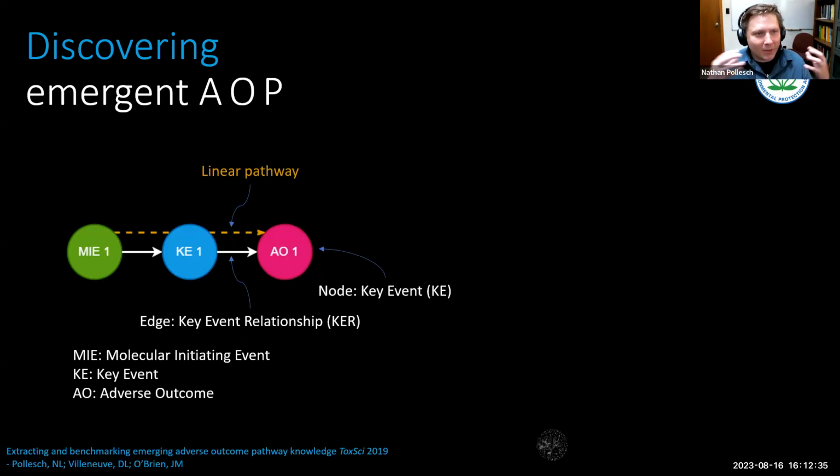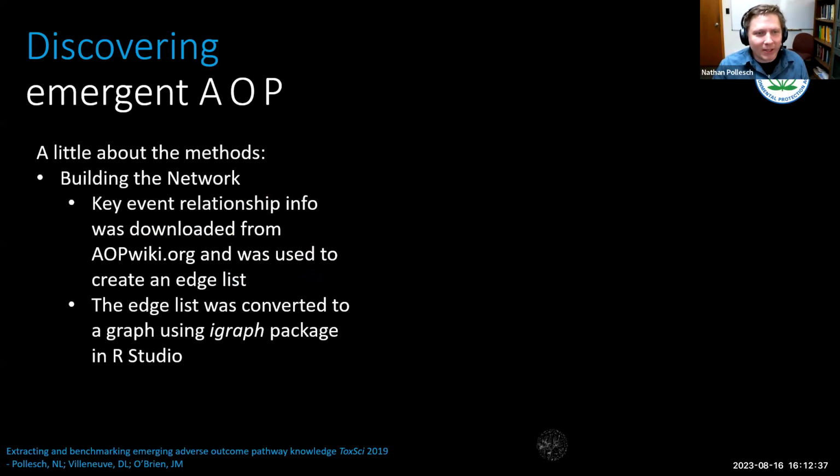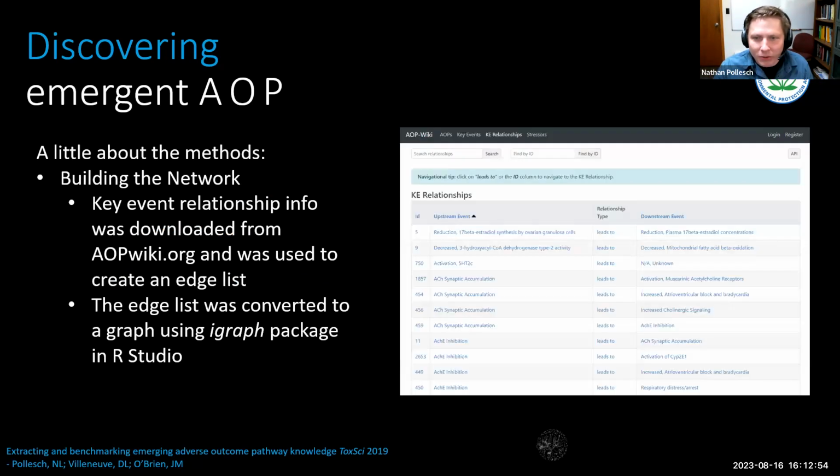Again, thinking about discovering emergent AOPs, how do we find them? A little bit about those methods, which becomes relevant when we're thinking about updates to the AOP wiki. Essentially, the key event relationship information was downloaded from the AOP wiki and used to create an edge list to create these networks. It was converted using iGraph in RStudio. This was the information that served as the basis for the analyses we did, and everything was implemented in R.